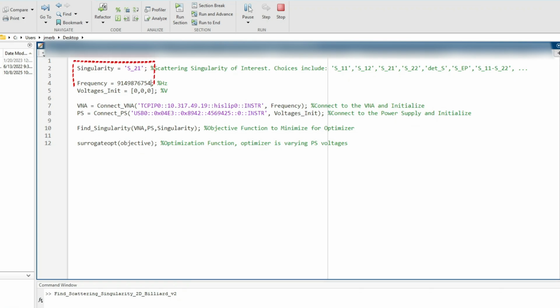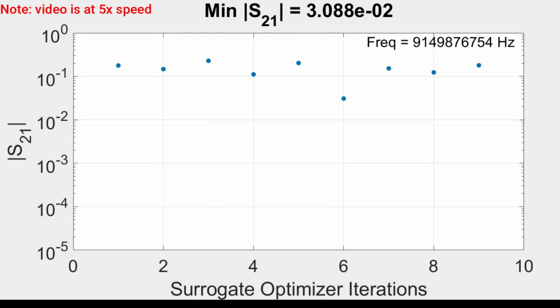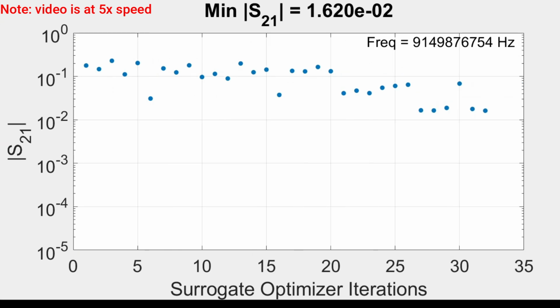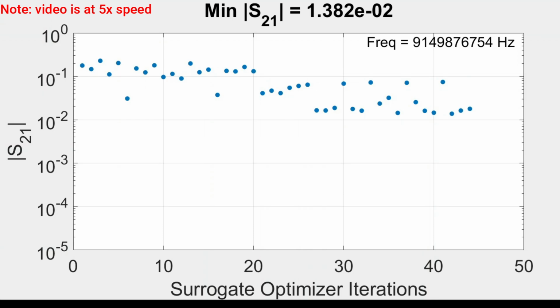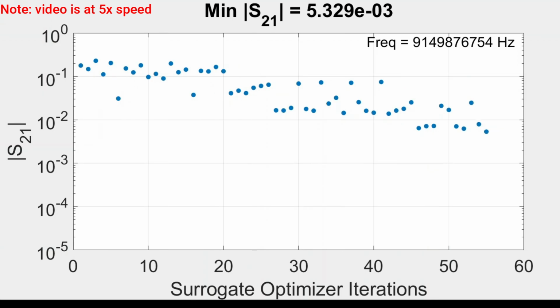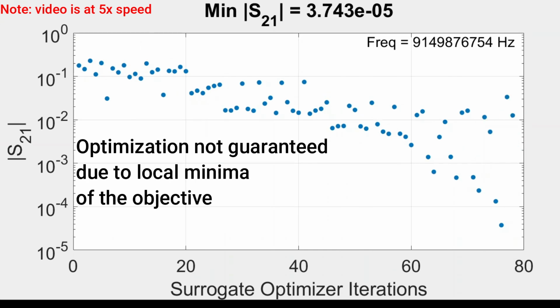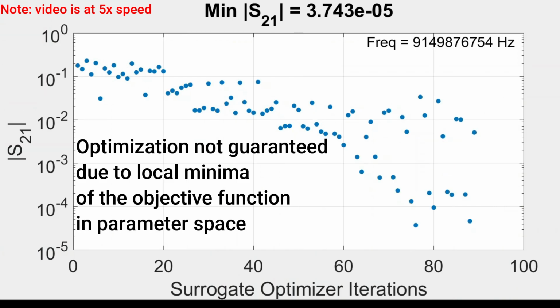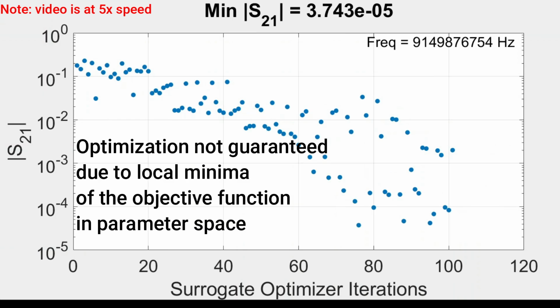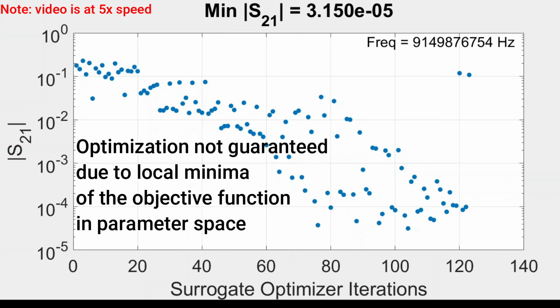After setting our frequency and singularity choice in the MATLAB code, we can begin the optimization process. For our setup, the first 20 samples have random applied biases so that the optimizer can explore a wide range of the available parameter space. Then after that, the optimizer begins the process of creating the singularity. The optimization process isn't guaranteed to work every time, and it might need to be run a few times before the singularity is created, but the more tunable parameters you have, the more likely the optimization will work, and generally the faster the optimizer will create the singularity.